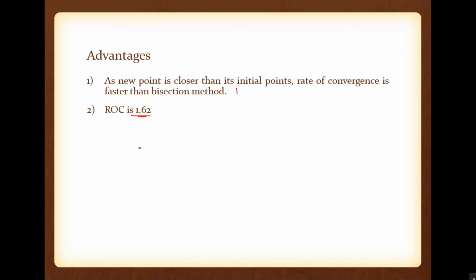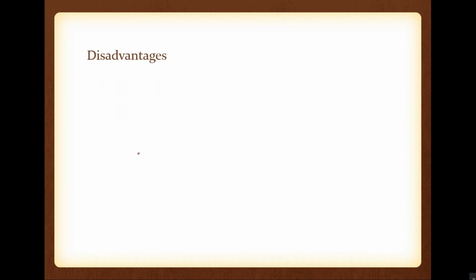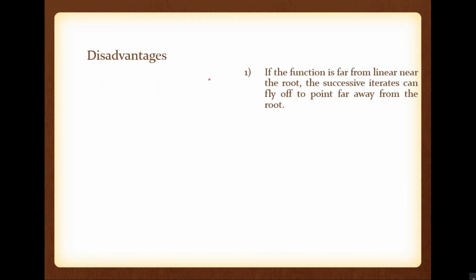Now, the disadvantage. What is the disadvantage? If you are taking the secant method, the main assumption is that the function must be linear, very close to the root, very near to the root. If it is not, the iteration may deviate away from the actual root. One example is this one. This is a function where r is the root, meaning this point is the root.